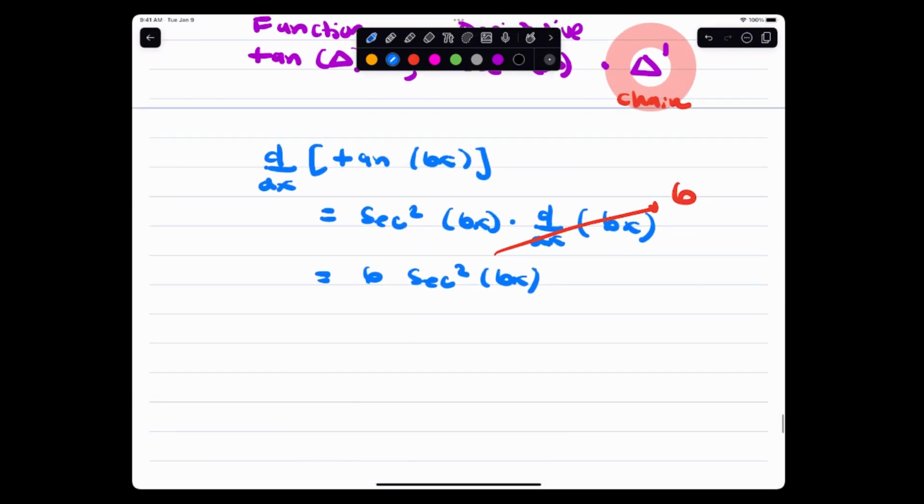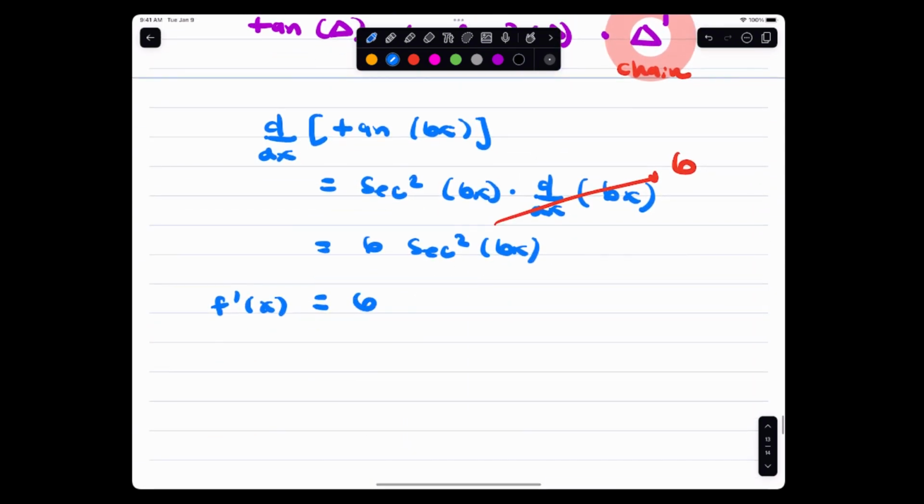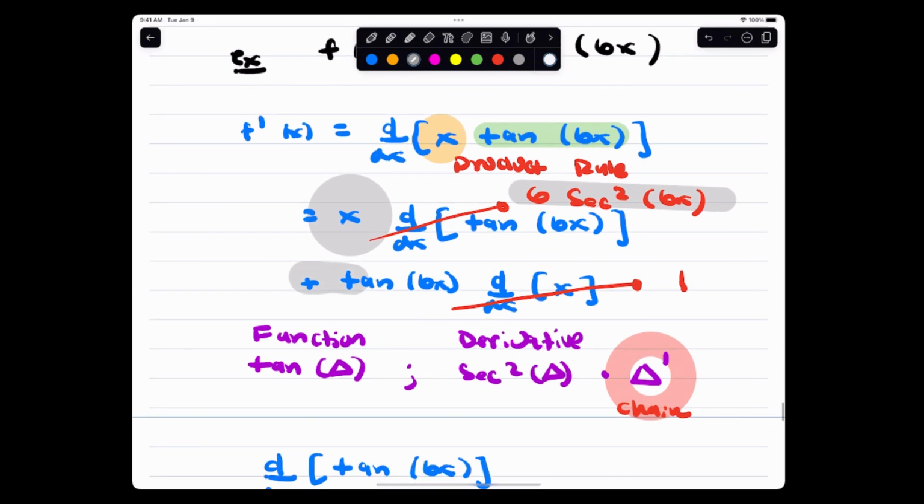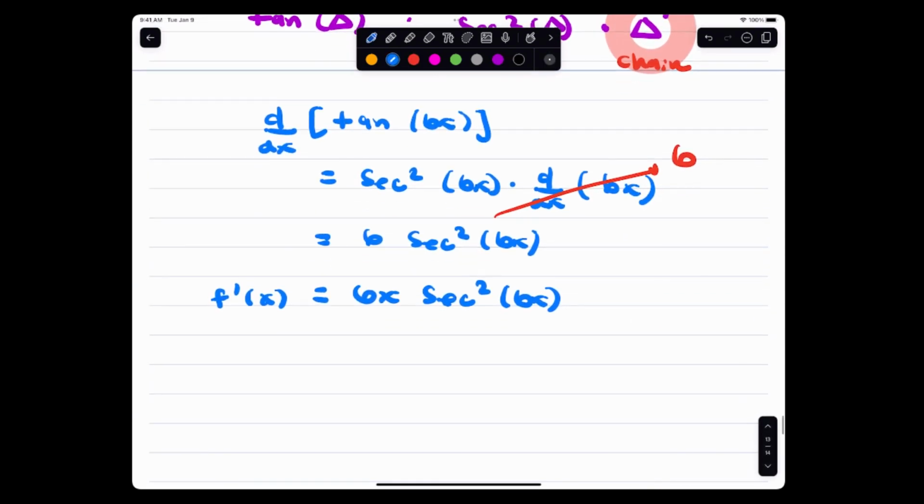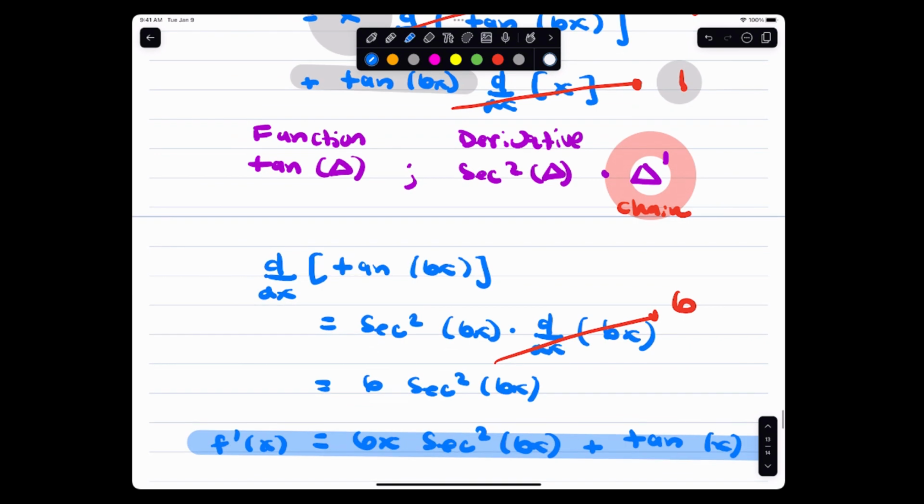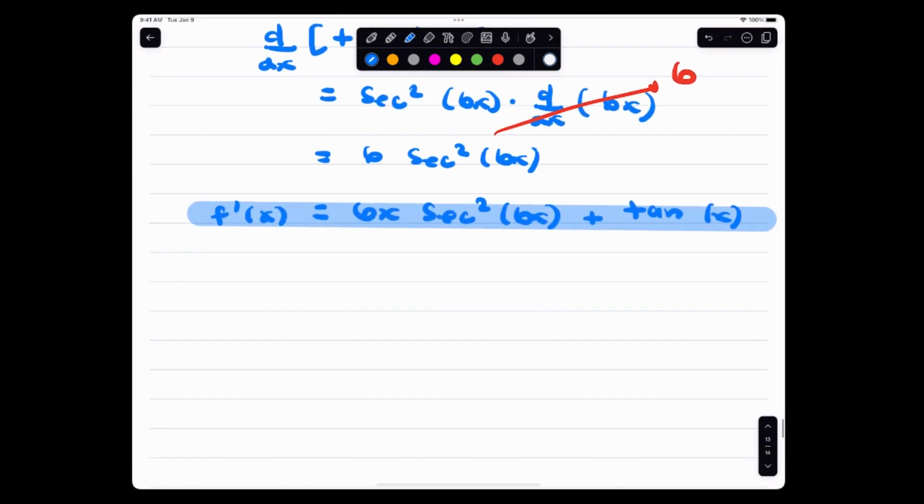Good. So put it all together, right? F prime will be, you're going to have 6x secant squared of 6x. You say, how did we get that, right? How did you get that? There's already an x, and you got what? This. So x times 6, 6 times x, okay? And then that's going to be plus what? Plus tangent times 1, which is tangent. There you guys go. Okay, easy peasy lemon squeezy.